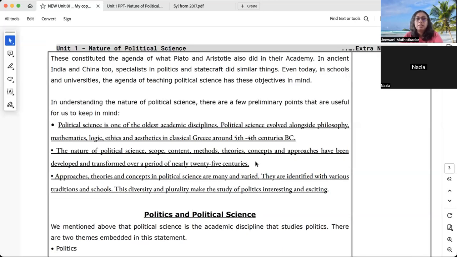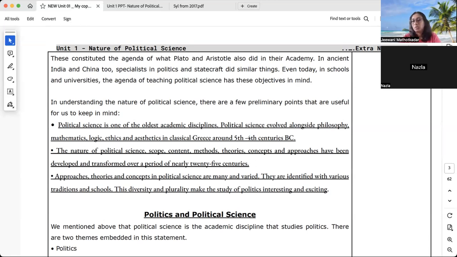These things constituted the agenda of what Plato and Aristotle also did in the academy. In ancient India and China too, specialists in politics and statecraft did similar things. When you consider ancient China, such as Confucius, and India, Chanakya, Kautilya, they also studied politics in this way. Even today in schools and universities, the agenda of teaching political science has these objectives in mind.